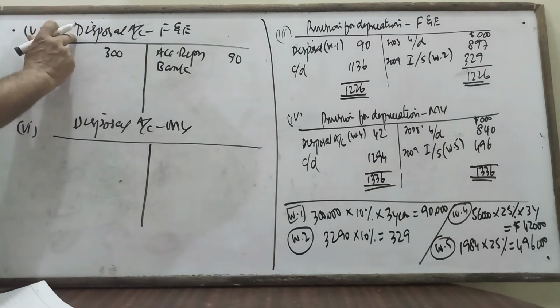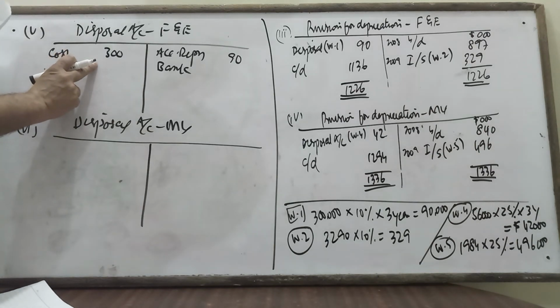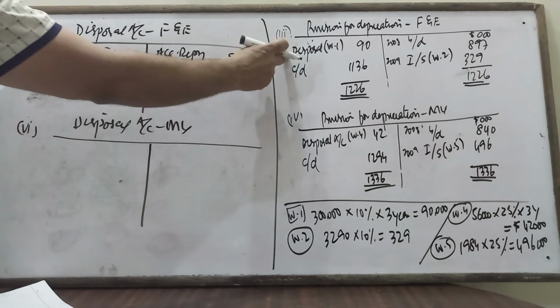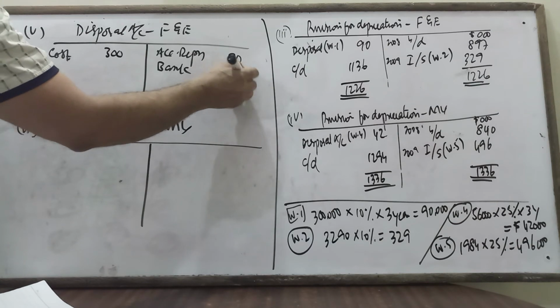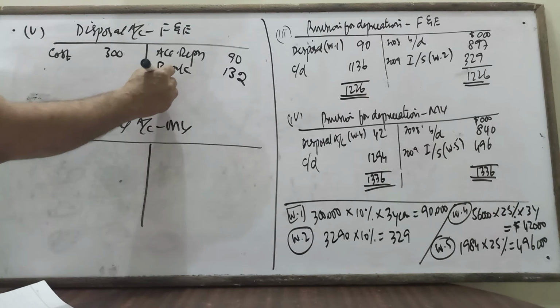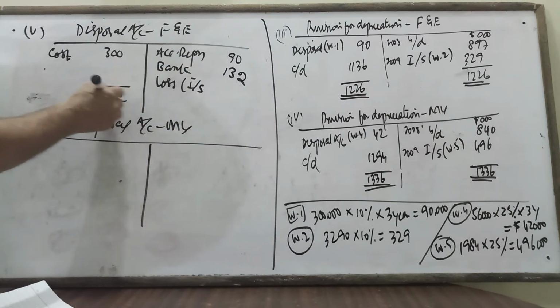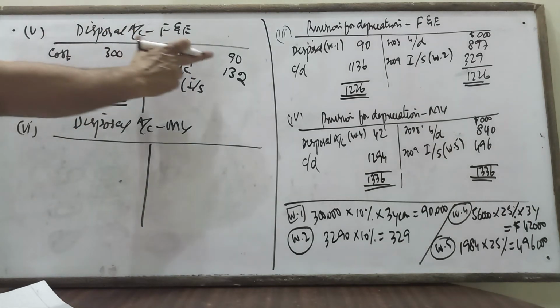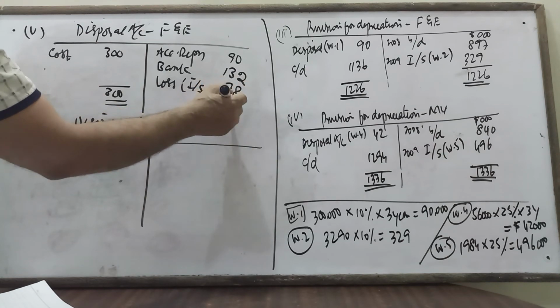Now I'm making the disposal account for equipment. The equipment which was sold had a cost of 300,000, it has been used for 3 years, and in 3 years it has been depreciated by 90,000, which we have already shown in working, and it is sold for 132,000. Now you can check loss or gain on disposal. If the difference coming here is a loss, it will be transferred to the income statement. 300 minus 90 minus 132 equals 78,000 loss.